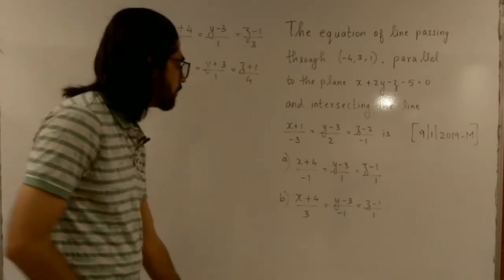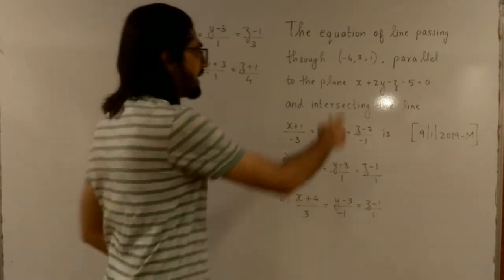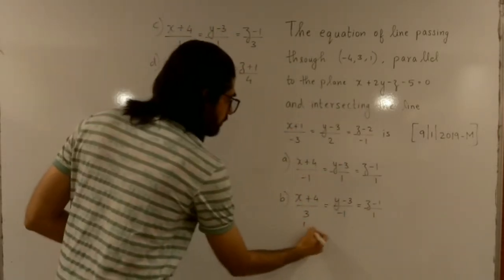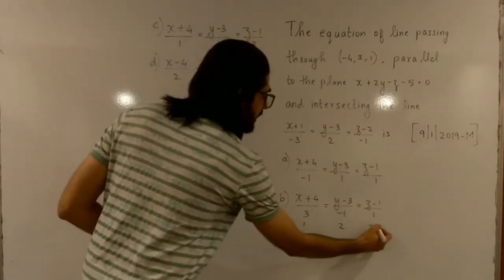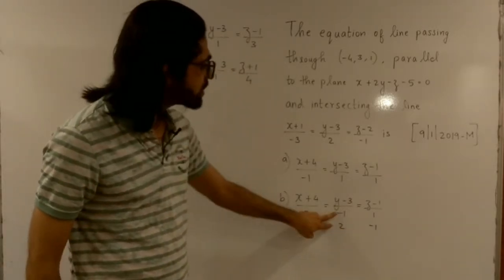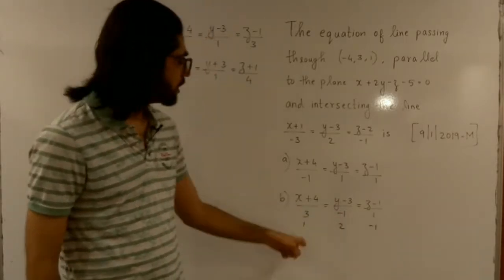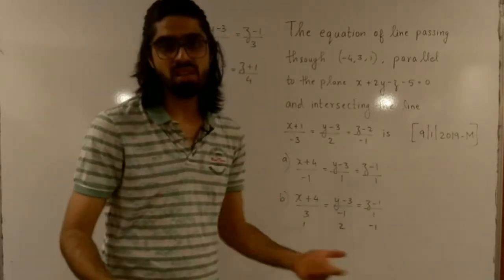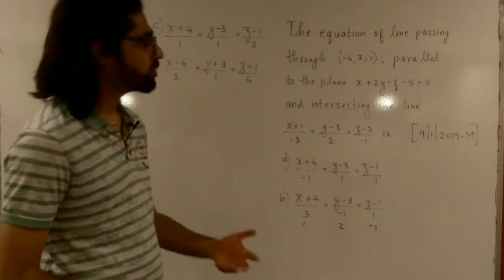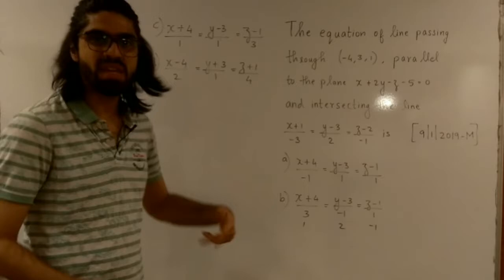The second one, check with this. The drs are 3, -1 and 1, and the drs of the normal were 1, 2 and -1. So I have 3 into 1, which is 3, -1 into 2, which is -2, and 1 into -1, which is -1. 3 minus 2 minus 1 is equal to 0. So again, I am not able to eliminate all the options. From here, I realize that either A or B might be my answer.